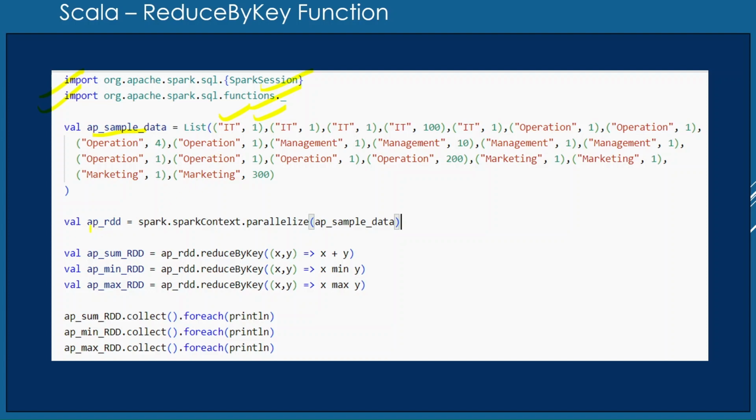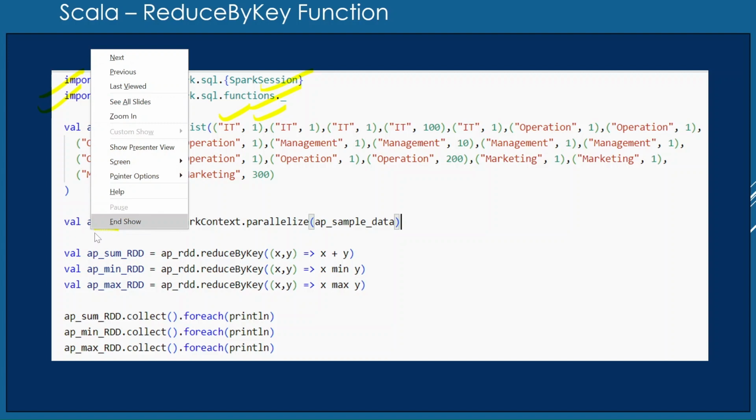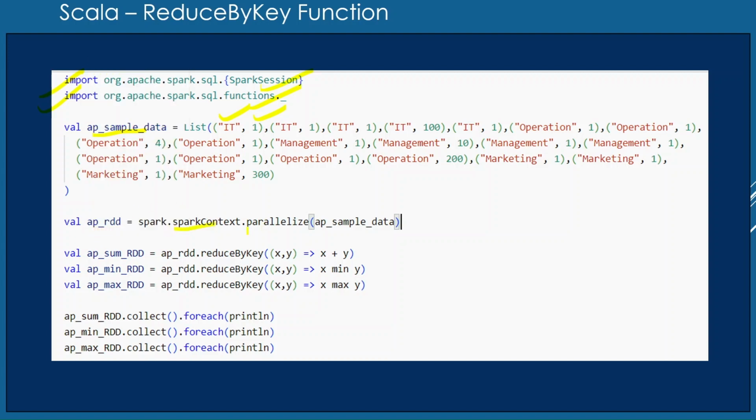Which RDD? We are creating this RDD with the help of the SparkContext dot parallelize method by passing an object which contains the data. So this is the AP sample data. This is the type of list which we have created here. It contains the data. On top of that, we are going to call this reduceByKey function, passing two parameters x and y. What I am saying is just aggregate it. Which kind of aggregation? Here the aggregation type is sum.